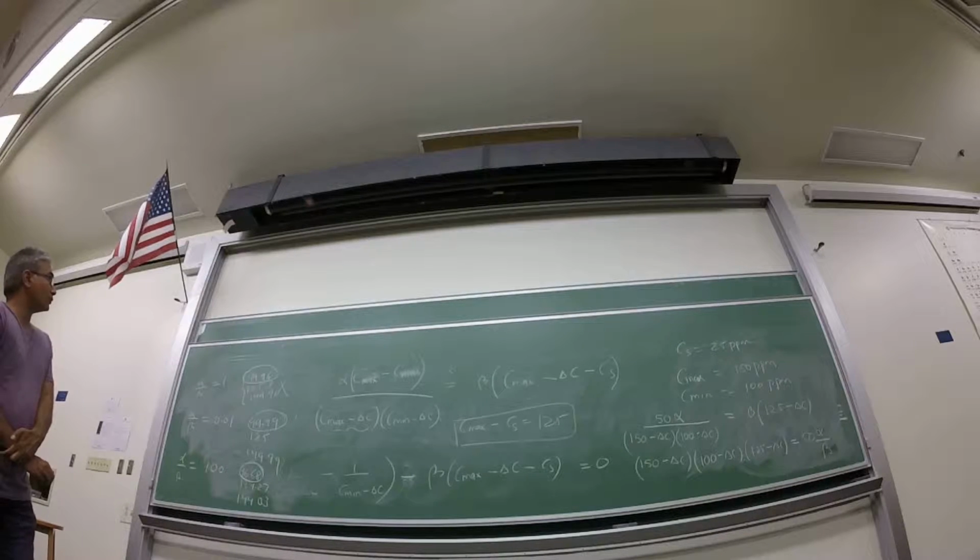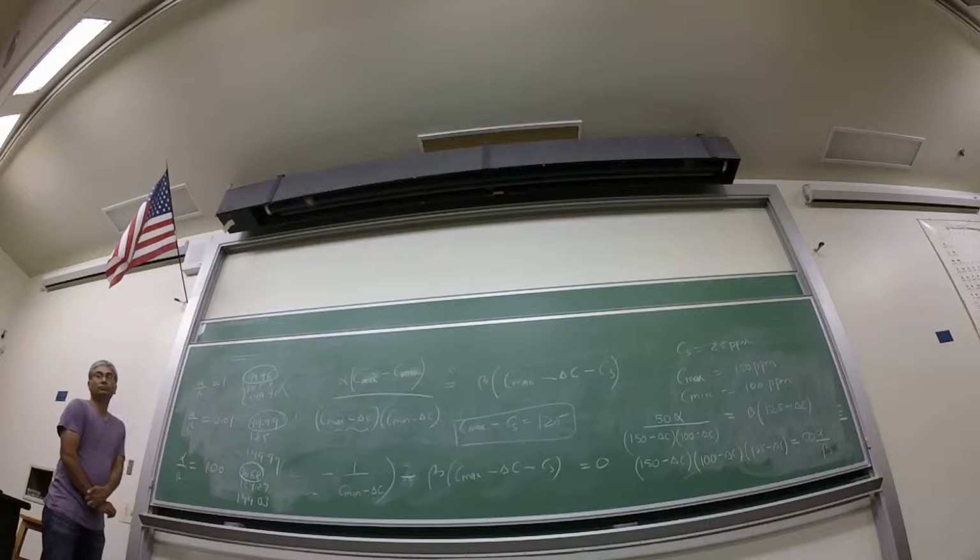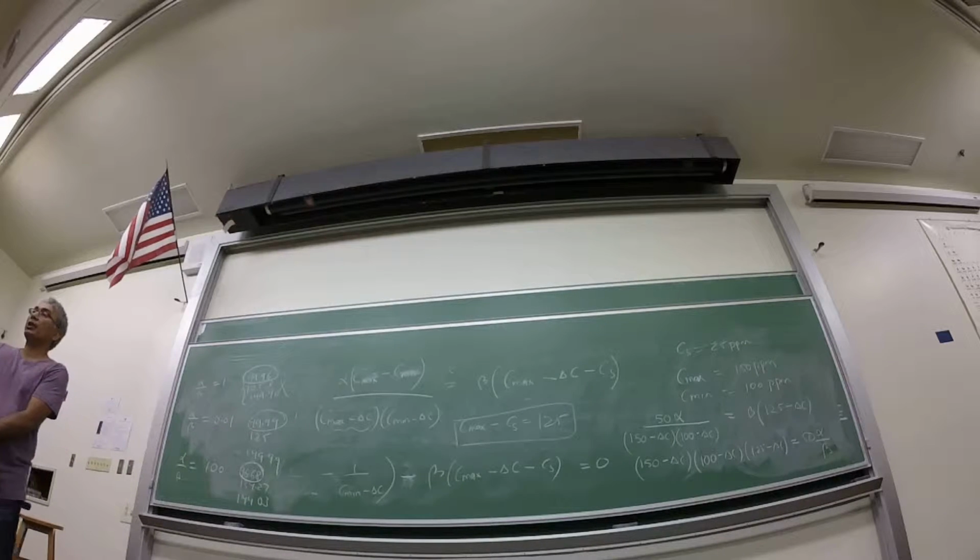So C max minus CS is 125. So we know a solution should never be larger than 125. So we picked the only solution that makes physical sense. Okay. If there are multiple ones. Yeah, what do you do? Sorry? If there are multiple ones that are 125, then you want to take those.